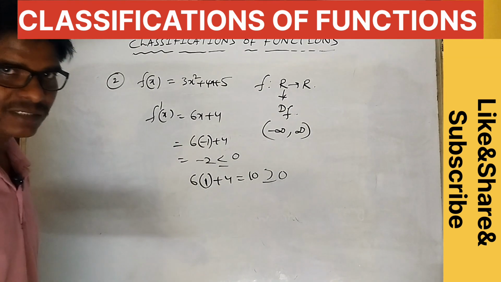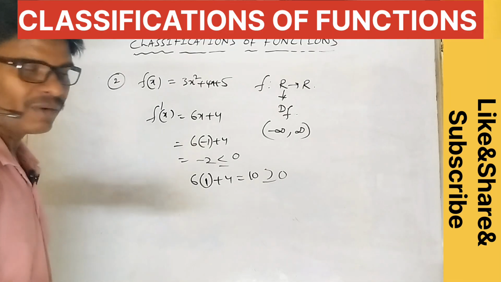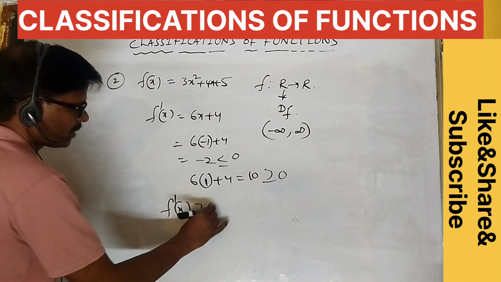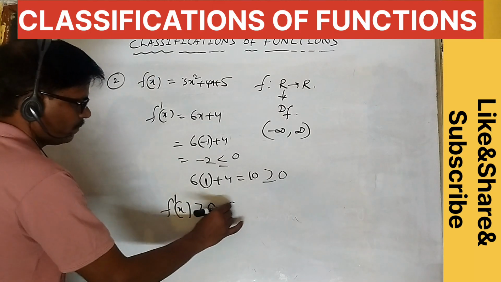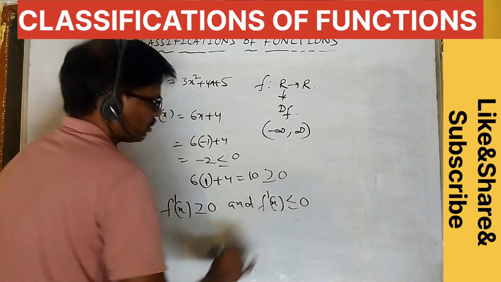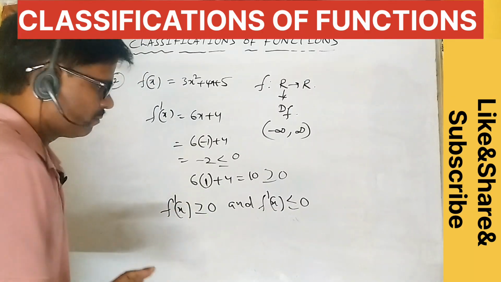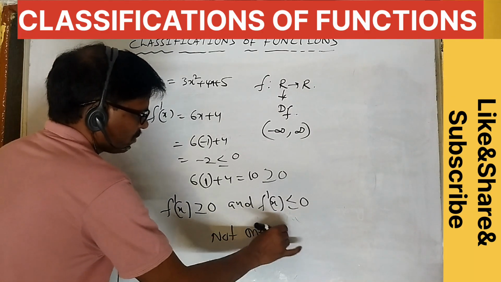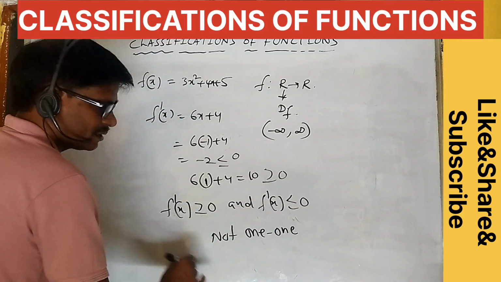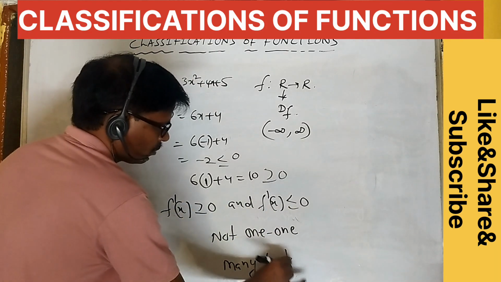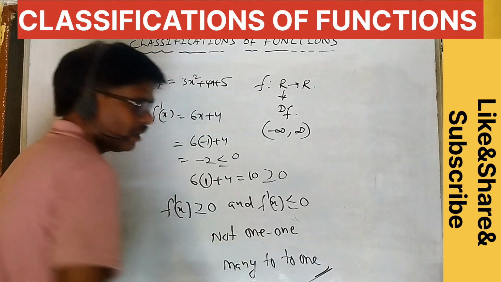Is this a one-one function or not? Here f'(x) is greater than or equal to 0 and also f'(x) is less than or equal to 0. Two cases are possible here, which means this is not a one-one function. What is this? This is a many-one function, many-to-one function.